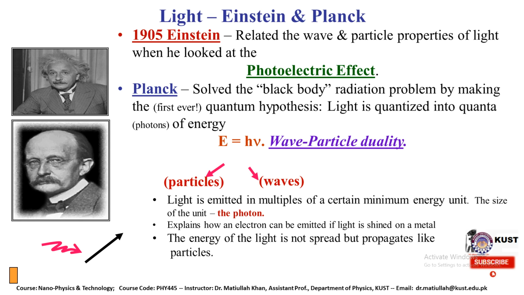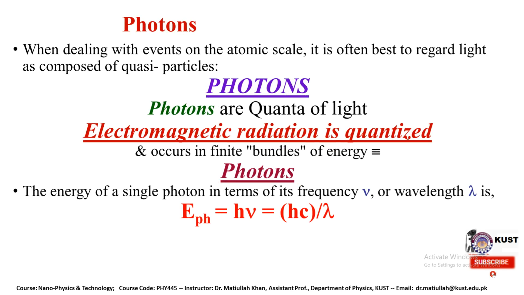So how can an electron be emitted if light is shone on a metal? The energy of light is not spread out but propagates like particles. So how can we calculate and discuss the photon? When we are dealing with events at atomic scale, it is often useful to regard light as composed of quasi-particles. So a photon is a quantum of light. Electromagnetic radiation is composed of photons, and we can calculate the energy of a photon, which is equal to h nu, or equal to hc divided by lambda.